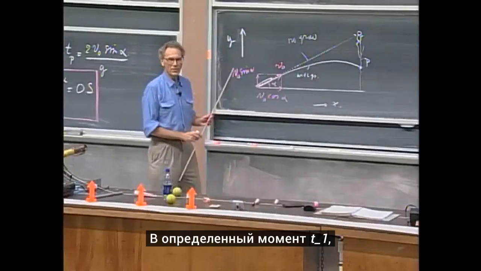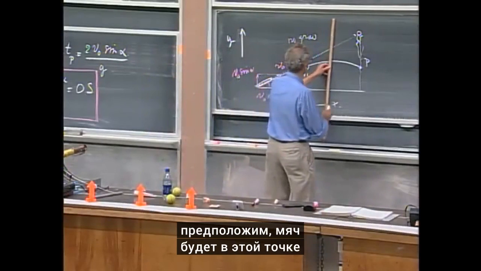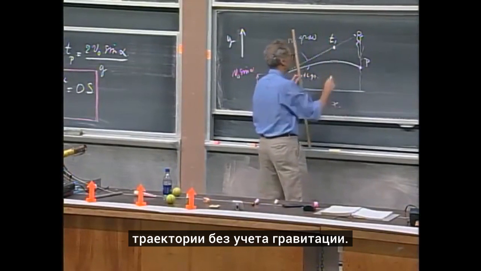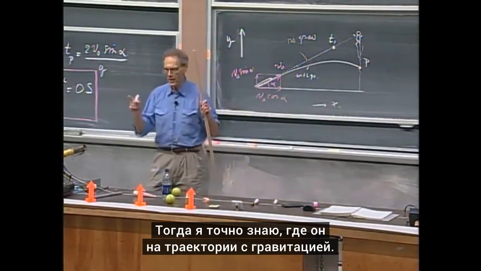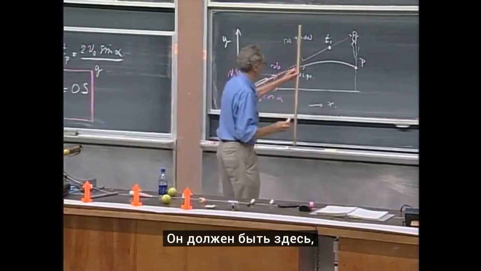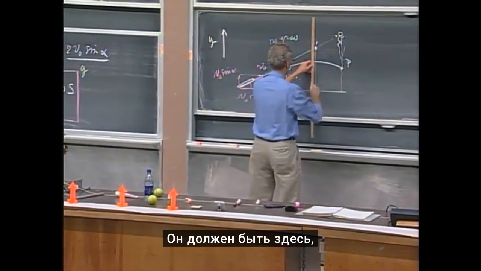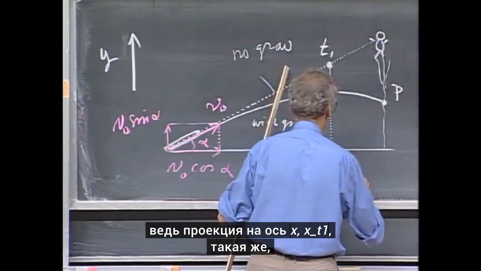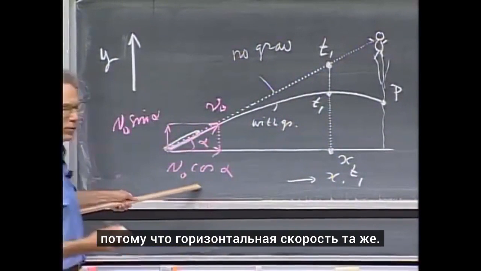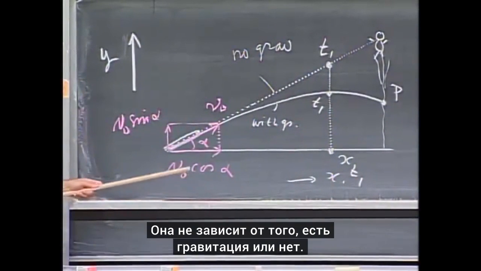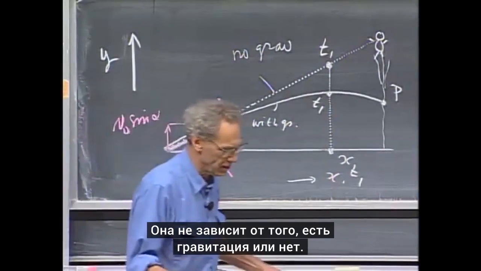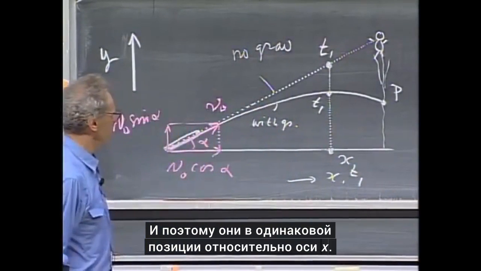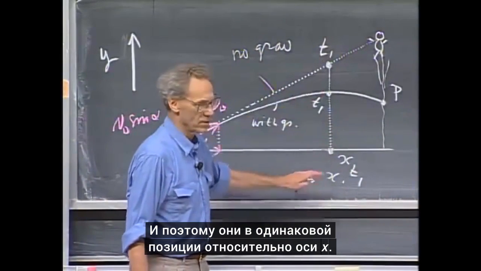At a certain moment, t1, let us assume that the golf ball would have been here without gravity. Then I know exactly where it is with gravity. It must be exactly here, because the x position, x(t1), is the same because the horizontal velocity is the same. That's independent of whether there is gravity or not. There is no acceleration in the x direction. And so, they are both exactly at the same x position.